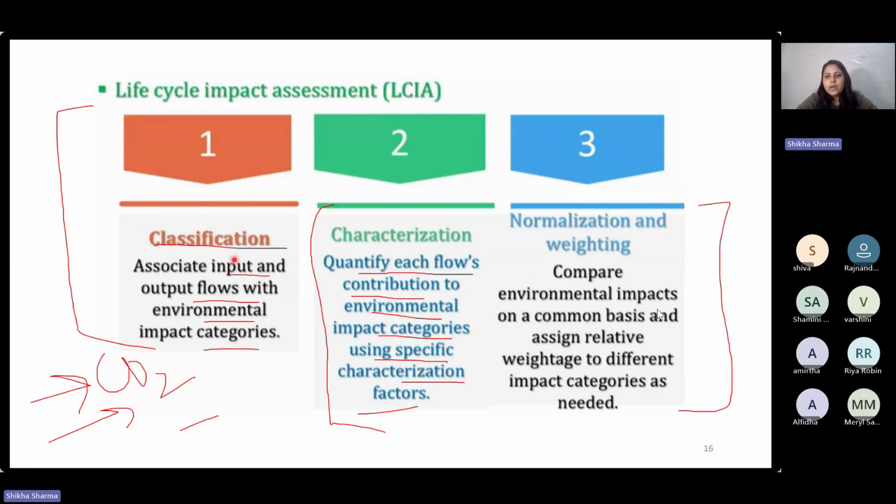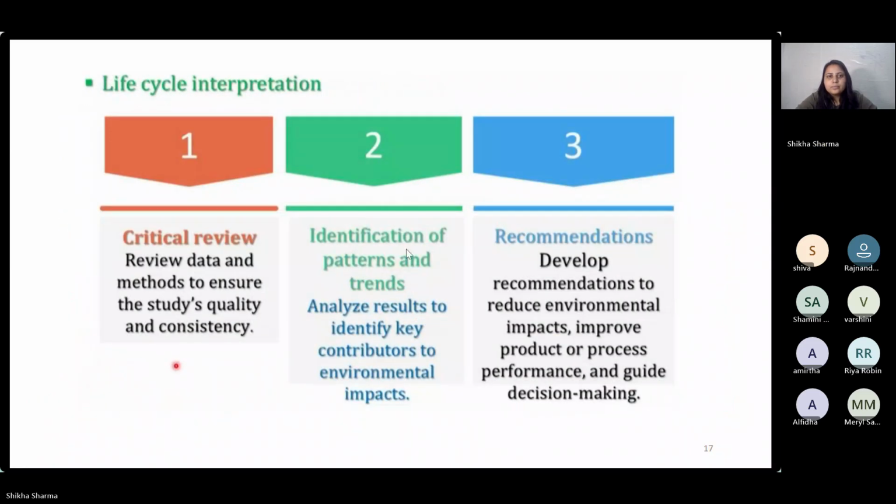Then normalization and weighting: the different environmental impacts will be normalized and assessed on a common basis, and then a particular number or weightage is assigned and assessed. Then life cycle interpretation will be there.